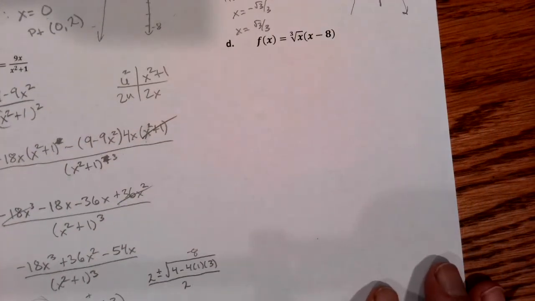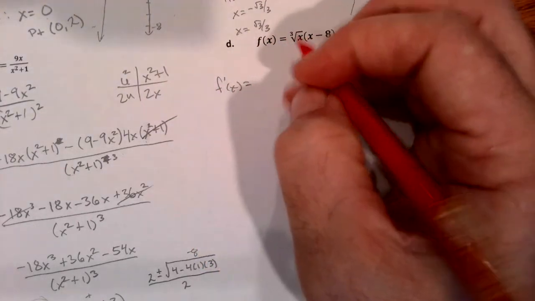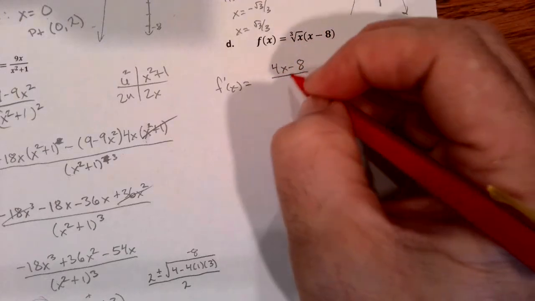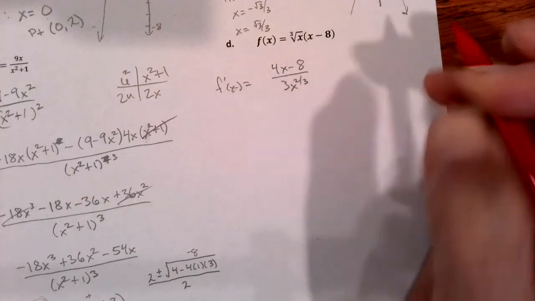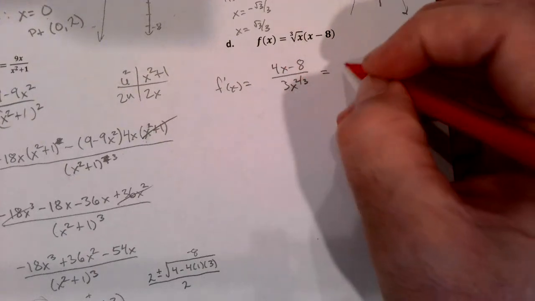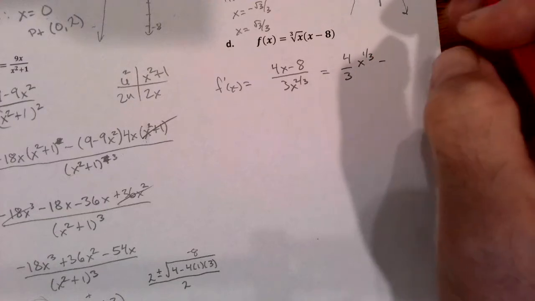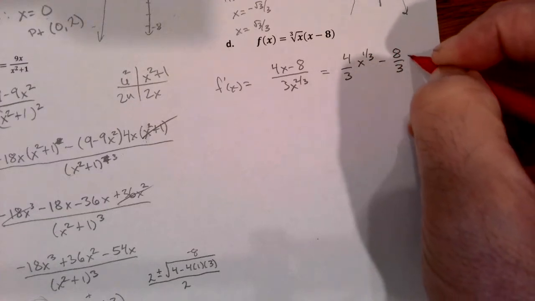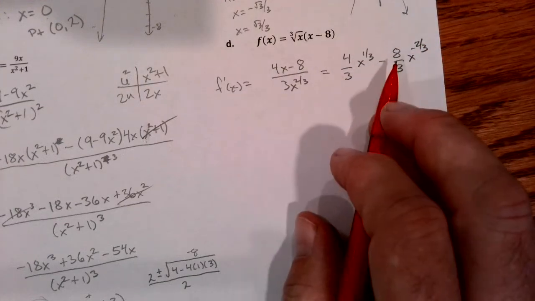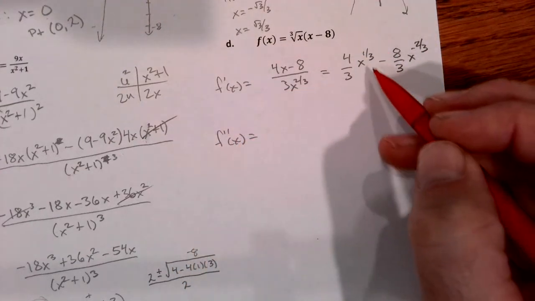And finally, our last one, we found that f prime of x was equal to 4x minus 8 over 3x to the 2/3. Now, I don't like to use the quotient rule, so I would like to take a different approach. If I just divide this, I get 4 over 3 x to the 1/3 minus 8 over 3 x to the negative 2/3. These expressions are equivalent. And when I write it like a power like that, then I can go ahead and take the derivative of f double prime of x in a much easier way.